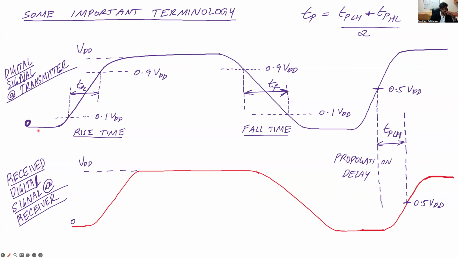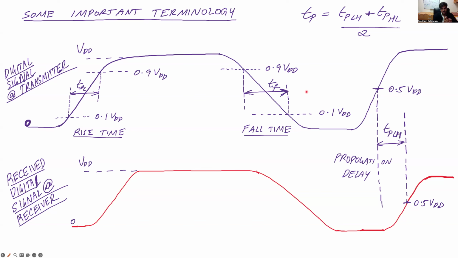So let's look at first the signal at the transmitter side. You will see that the signal usually does not rise very sharply, but tends to have some kind of slope. And the time it takes for the signal to go from 10% of VDD all the way to 90% of VDD, with VDD being the maximum voltage, is called the rise time. And similarly, you have something called the fall time, which is the time it takes for the signal to go from 90% VDD to 10% VDD.